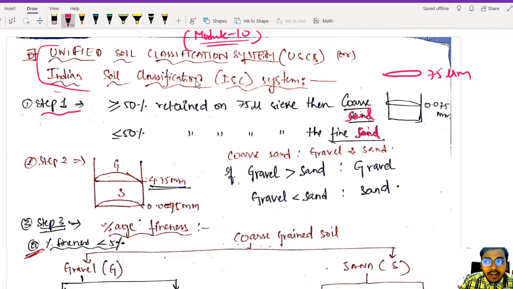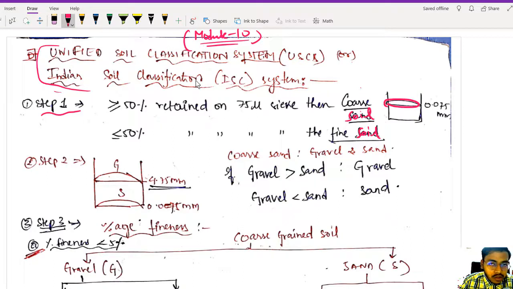Just take a 75 micron sieve. If the particle is passing through the 75 micron sieve, it will be clay or it could also be silt, right? So these particles are fine grain, and whatever particles are not passing this 75 micron sieve will be coarse grain. Common sense.